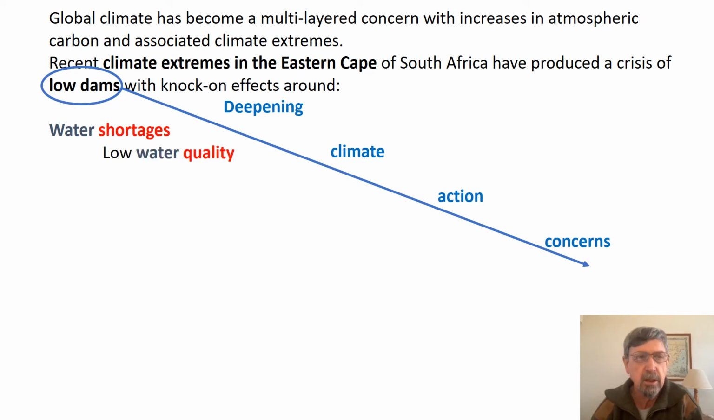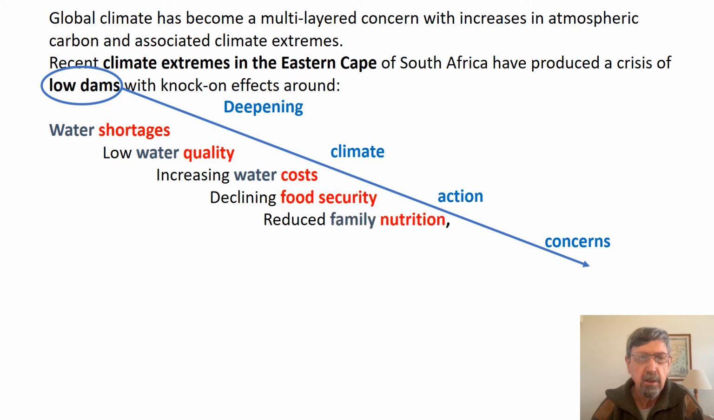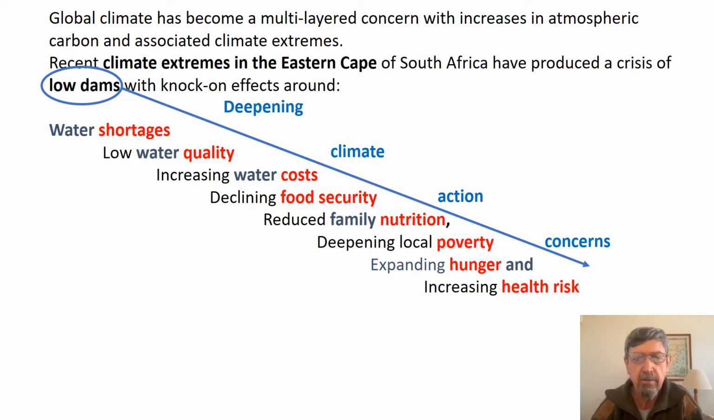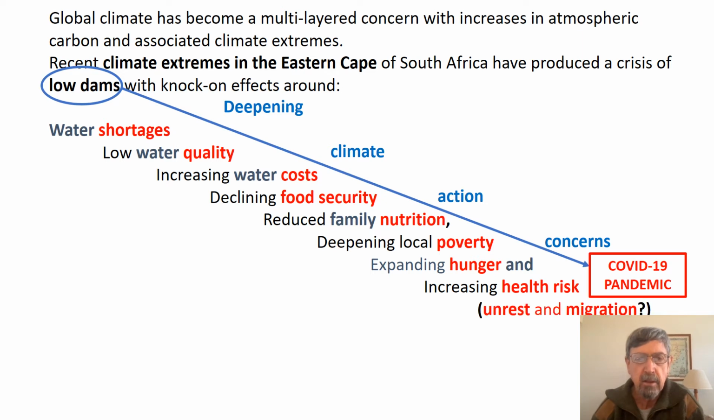as water shortages, then water quality declined, water costs increased because it had to be delivered by truck, food security became an issue because of the lack of local foods being grown. Then one had a problem of nutrition, deepening poverty in the area, expanding hunger and the need for hunger relief. And then, of course, the health risks associated with this, especially when the COVID pandemic exploded in the area. And then the prospect of unrest and migration that one finds as a result of climate around the world.